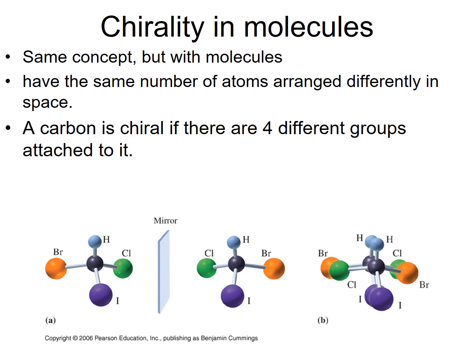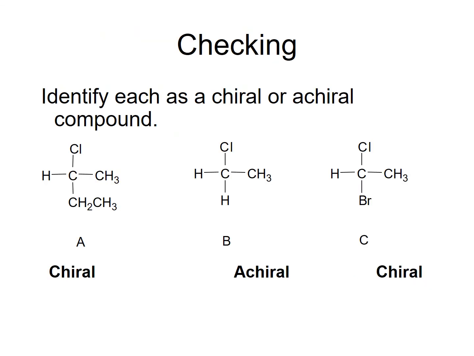So, the same number of atoms are arranged differently in space, but they're chiral when there are 4 different groups attached to it. So keep that in mind. 4 different groups attached to a carbon is chiral. Your mirror images. So, checking our understanding of chirality. Identify each as chiral or achiral.